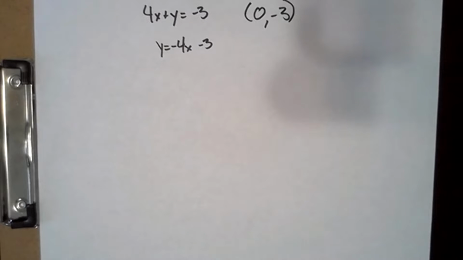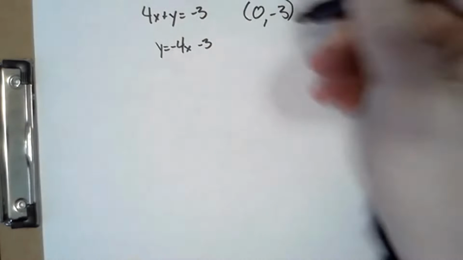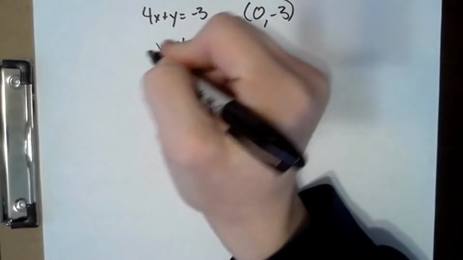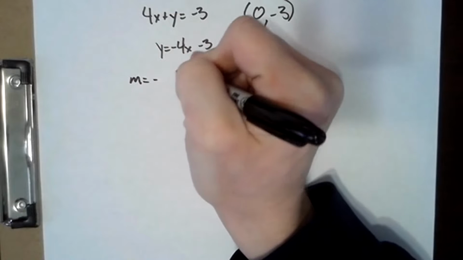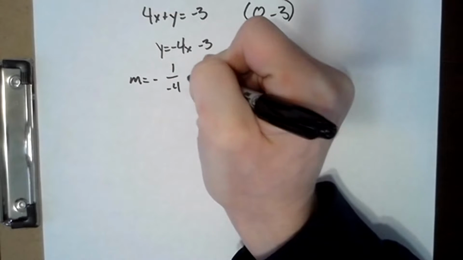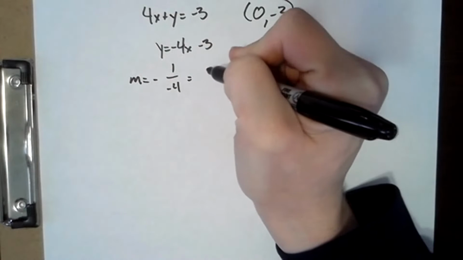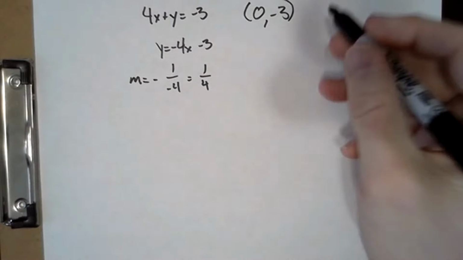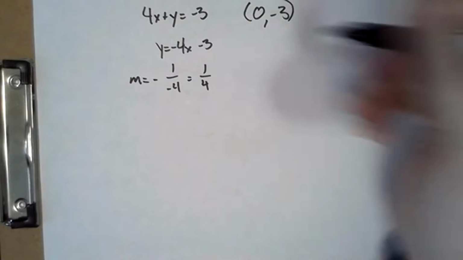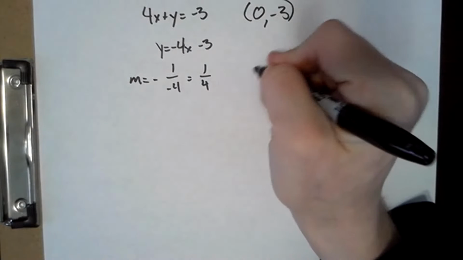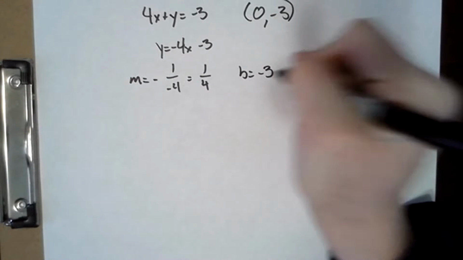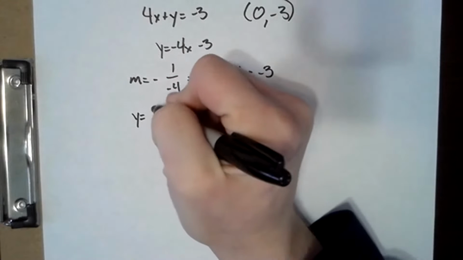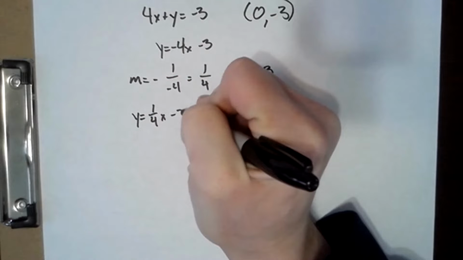Oh, we're looking for perpendicular. That makes more sense. Okay, so if we want the perpendicular line, we have to take m equals negative 1 over negative 4, which is just 1/4. So we want a line with a slope of 1/4 that goes through b equals negative 3, which gives us y equals 1/4 x minus 3.